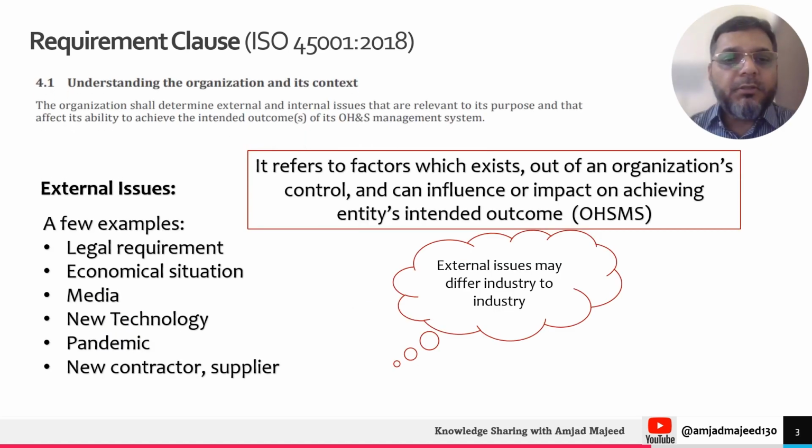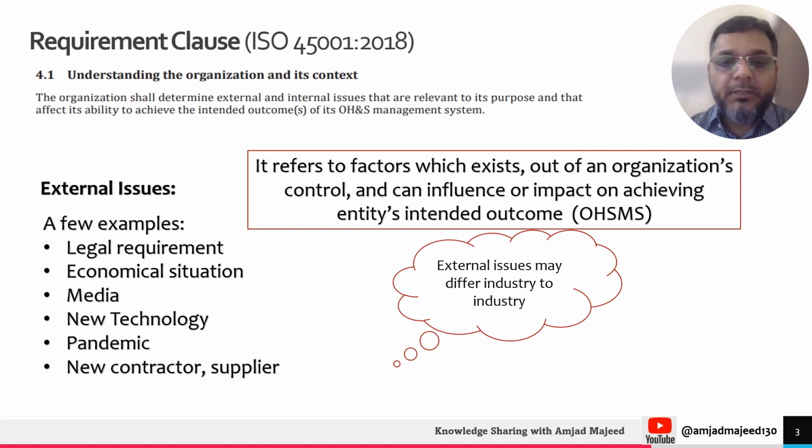Now, external issues. When we say external issues, these are those areas or factors which are actually lying outside of the organization. There is no direct control of the organization over them. And these issues or factors can impact or influence our overall achievement, the intended outcome, which we just discussed on the previous slide, which is to achieve the safe workplace. They can directly or indirectly influence.